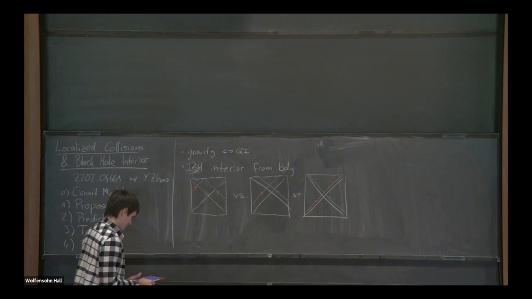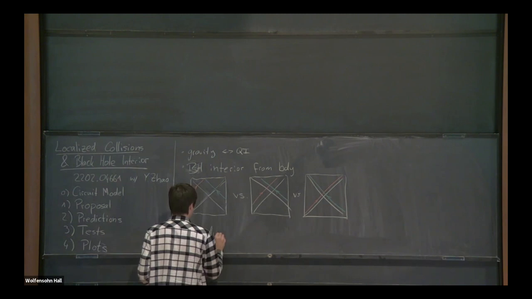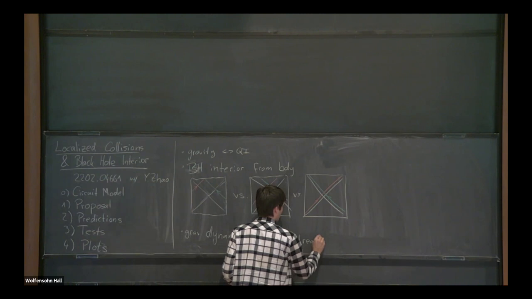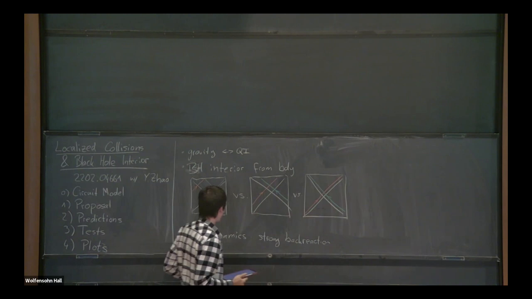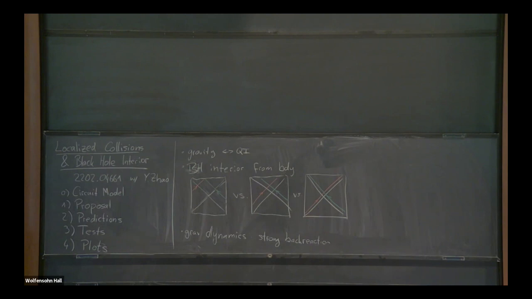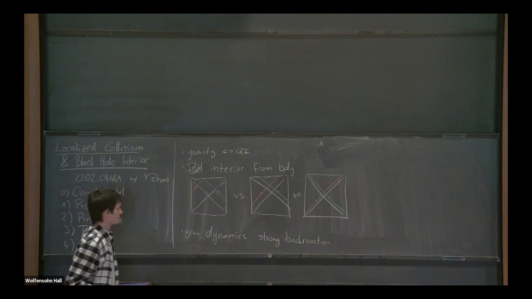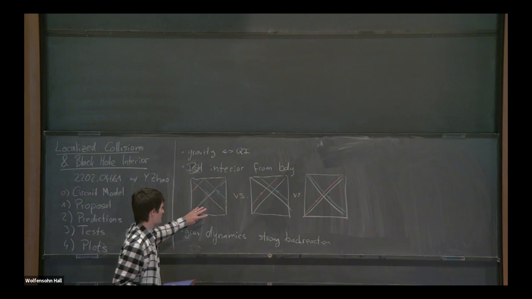So we also want to understand gravitational dynamics, strong backreaction, the behavior of the singularity. So is the idea that if you have access to both boundaries, you can determine what the bulk space-time picture would be by doing correlated experiments? Yeah, so what do you have to do if you have access to both boundaries to distinguish between these cases? And what characterizes a very strong gravitational interaction?